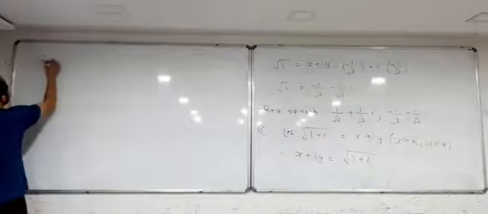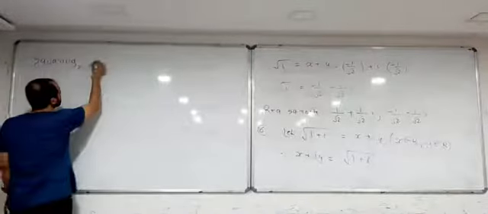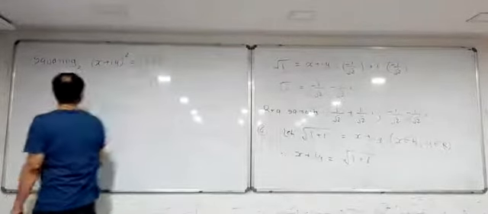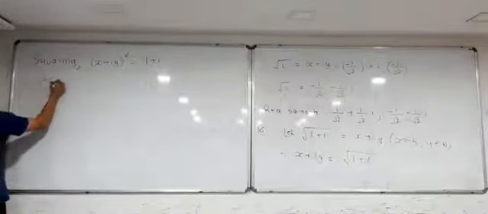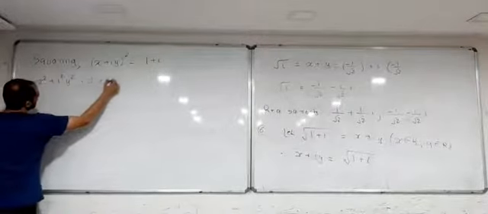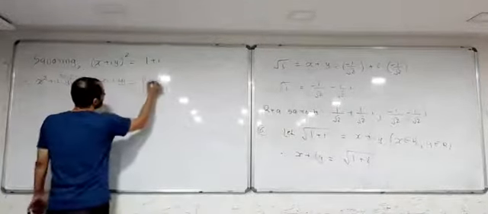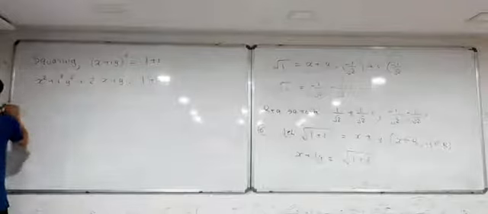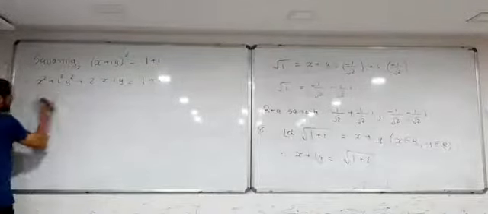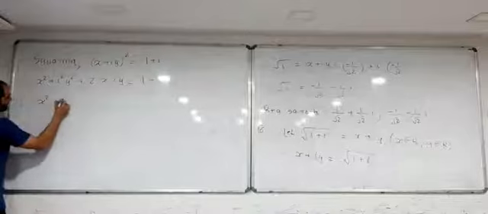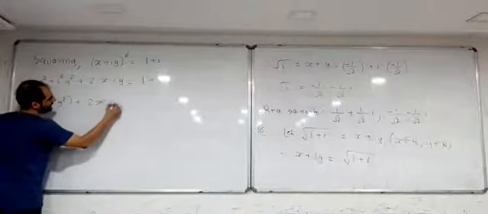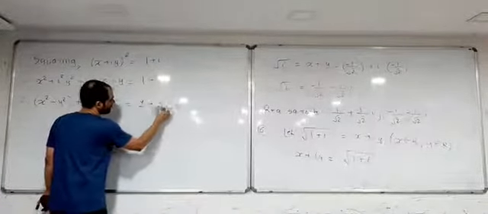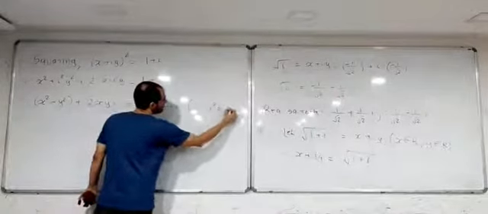Squaring both the sides, what do we get? x plus iy, x plus iy, the whole square is 1 plus i. So a square plus b square plus 2ab. I will write the right side later. So i square is minus 1. So x square minus y square, here we write minus 1, plus 2xy i, which is equal to 1 plus i, which I will write as 1 plus 1i.